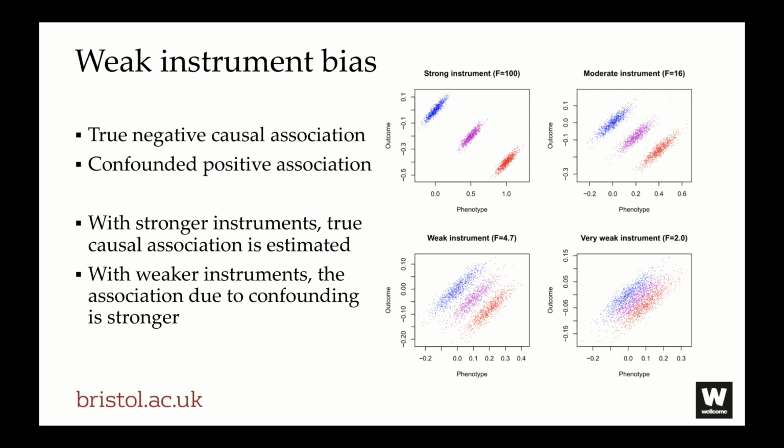Now, not only is there a possible issue of introducing things like pleiotropy by doing that, you can also induce something called weak instrument bias, which is where your SNPs are unable to explain variation in your exposure. So in this case, we have a true negative causal effect between our exposure and our outcome. So increasing levels of your exposure reduces your outcome variation, which is shown in this here.